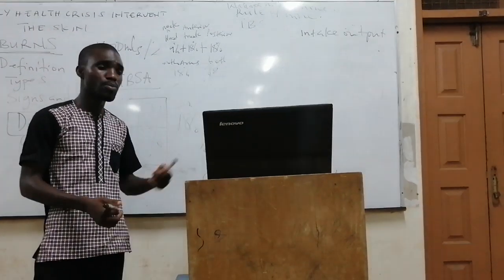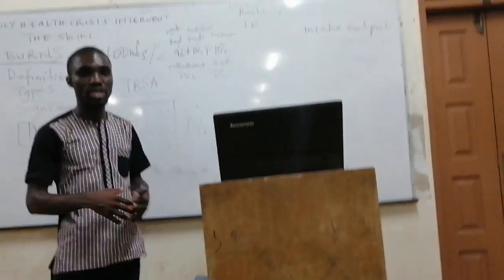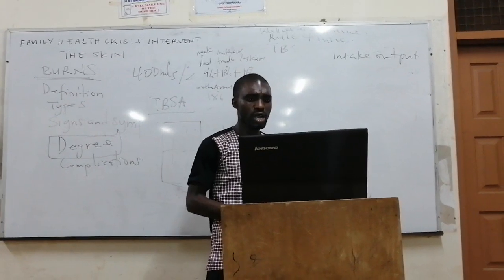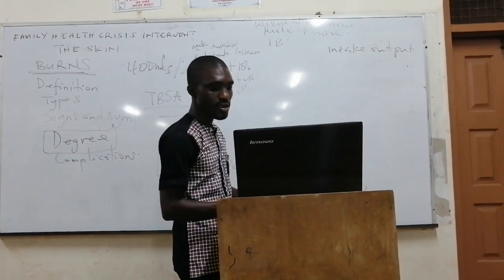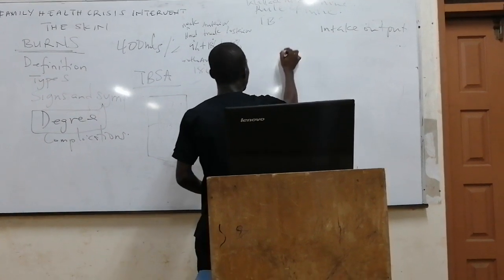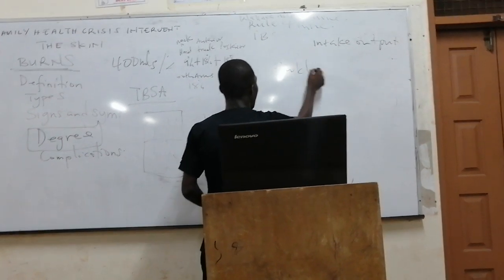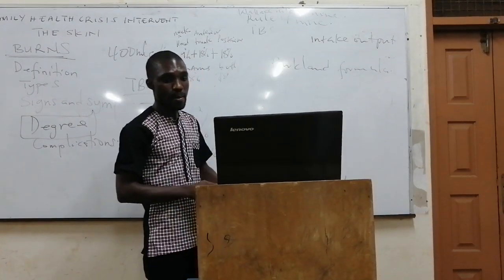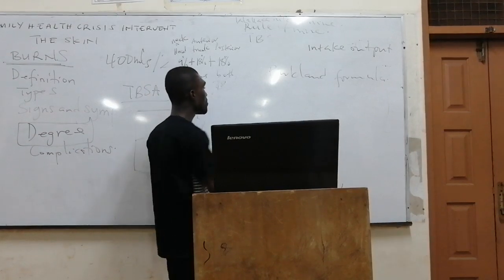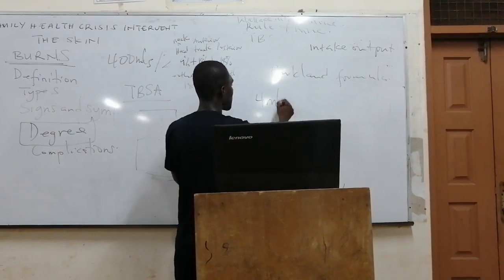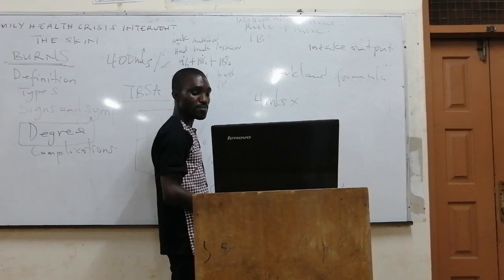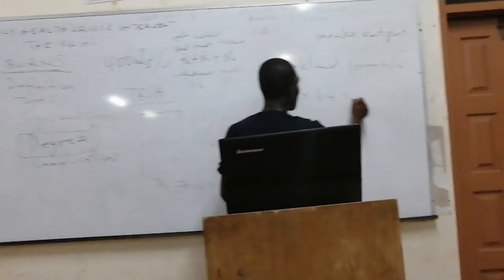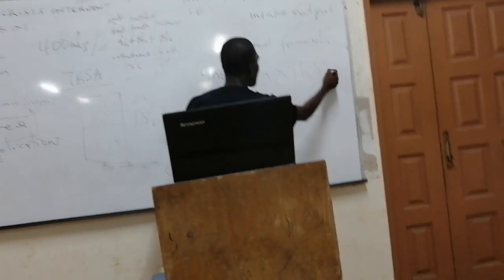Most of the time, people with severe burns will be on a catheter so that you can monitor the fluid that is coming out. And then apart from that, you have to also calculate the amount of fluid that should be given, and you do that by using the Parkland formula. The Parkland formula is given by 4 mils multiplied by the weight of the patient in kilograms multiplied by the total body surface area.